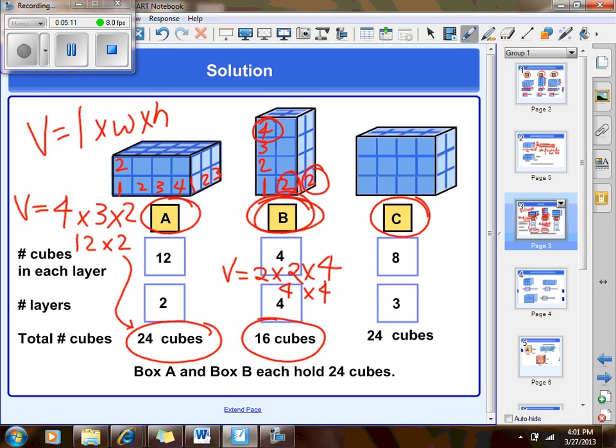Pause me now and do part C yourself. Okay, welcome back. We'll do it again. 1, 2, 3, 4. 1, 2, 1, 2, 3. My volume is length of 4 times width of 2 times height of 3. 4 times 2 is 8. 8 times 3 is 24 cubes.